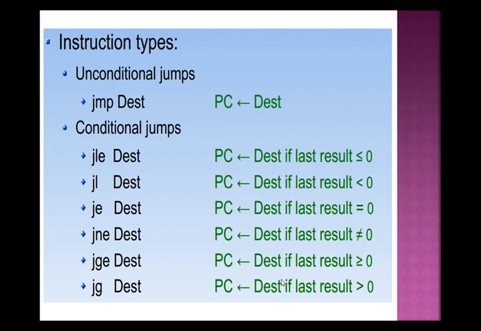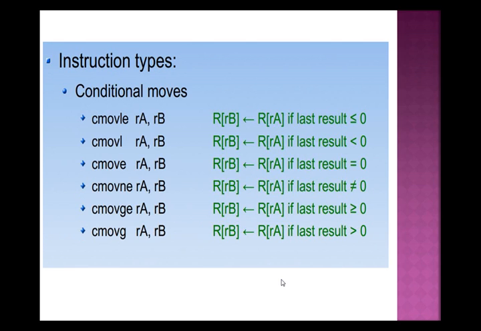Then next instruction is unconditional jump, that is how we jump from one location to another location unconditionally. Then next is conditional jump, that is how we jump from one location to another on the basis of a condition. Like jump to the destination if the last result is greater than or equal to 0, less than 0, equal to 0, not equal to 0, greater than 0, and greater than or equal to 0.